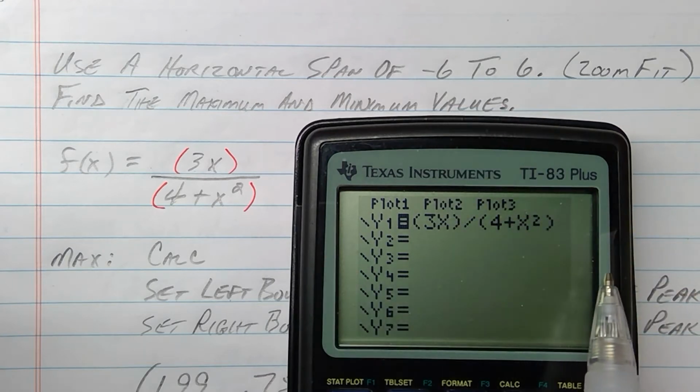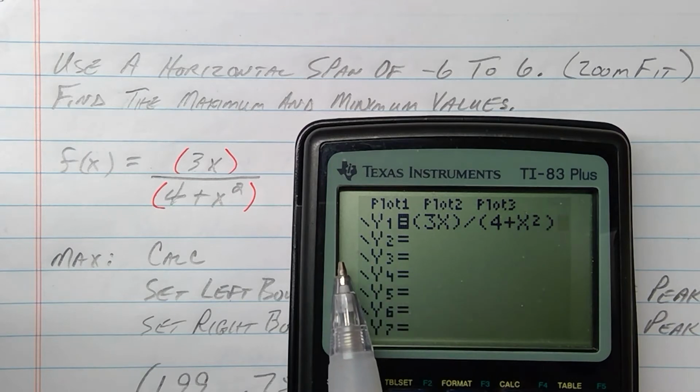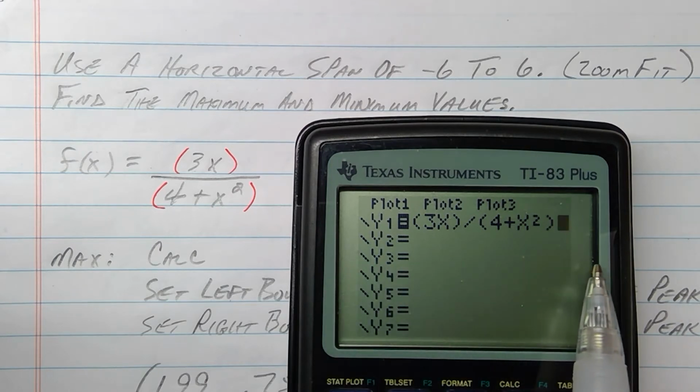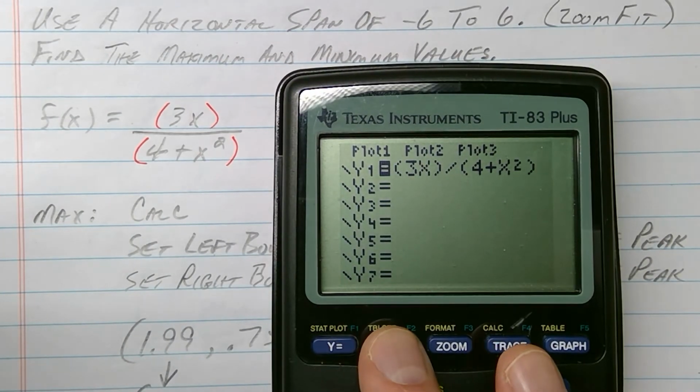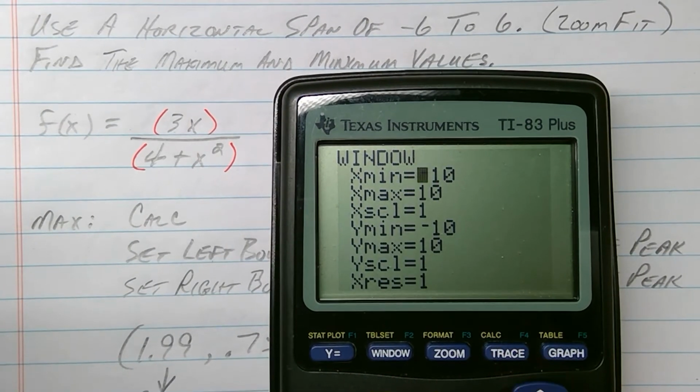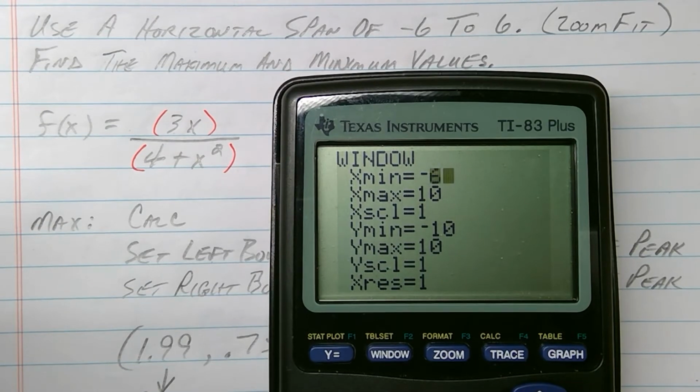Now they said set your horizontal span from -6 to +6. They're talking about this window here from left to right. So from left to right, they want us to go from -6 over here to +6 over here. And that's in your window. So press your window, and whatever it's set at, change it to what they said. You want your low x, your x minimum, to be -6, and your high x, your x maximum, to be +6.